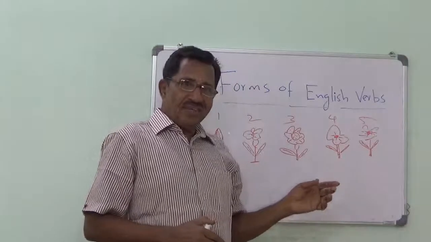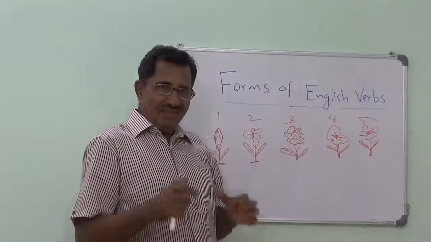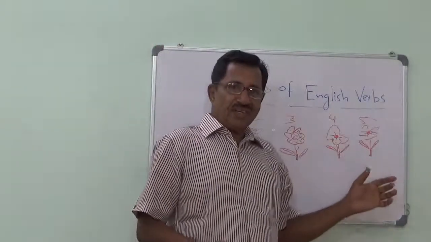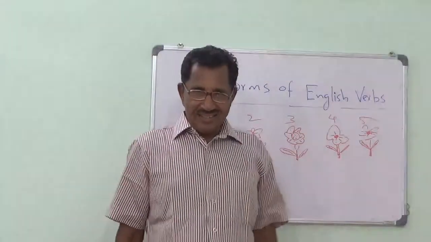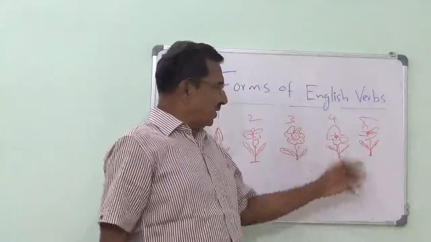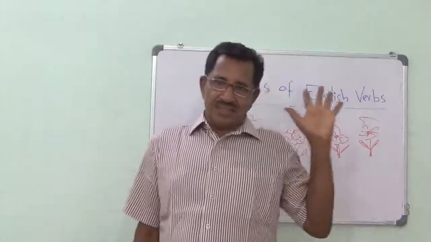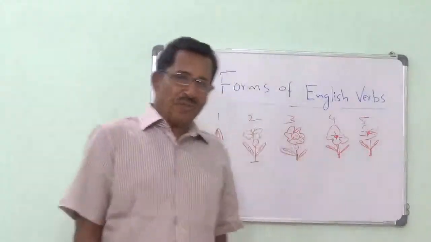Fourth form you get a one petal down. See that one petal, one part is down. And fifth form you get almost it is dismantled. See, the petals are falling down. But the flower is the same. So this is what is meant by form.